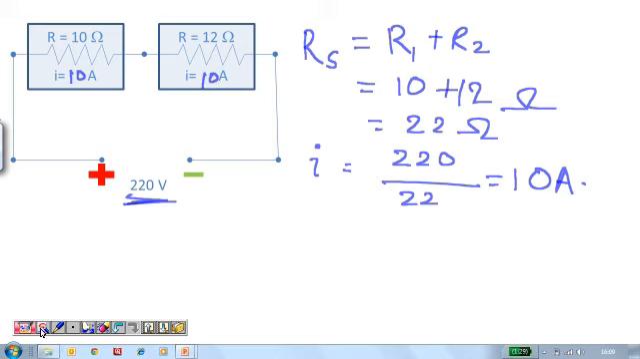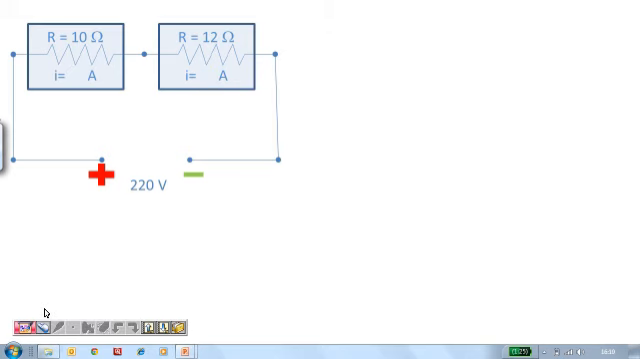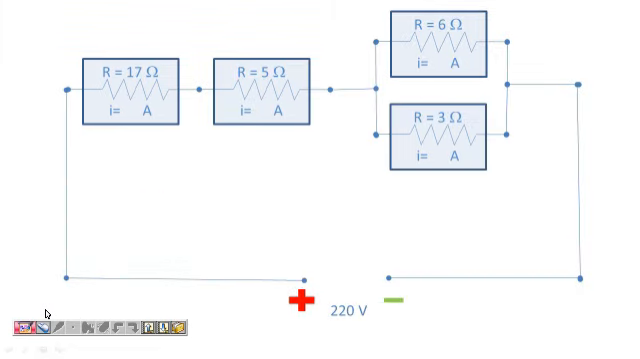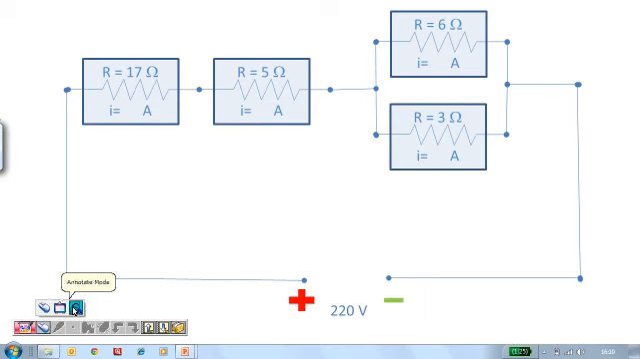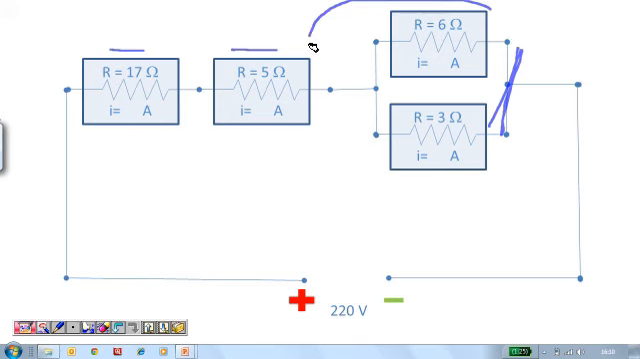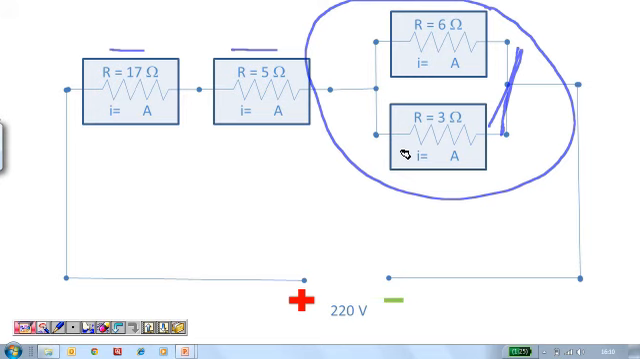Let us see how we can take this to the next level of complexity. This is a slightly more complicated problem. What you have is a resistor, another resistor. These are obviously in series. These two are in parallel. But what we will show you is how to replace this complete circuit by one single effective resistor. Let us see how we do that.